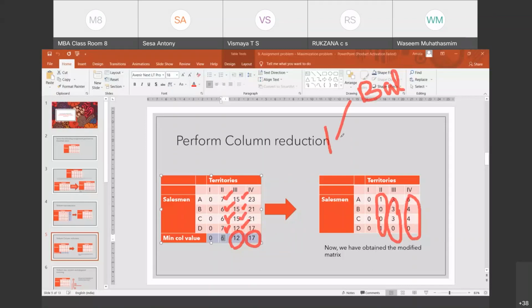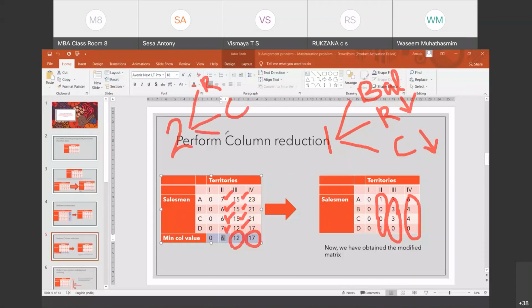Okay, second step in the first phase, that is row reduction. And the third step in the first phase is column reduction. Okay, so first phase is over. Next we have to go for the second phase. In second phase, what all do we have? We have row scanning, then we have column scanning.